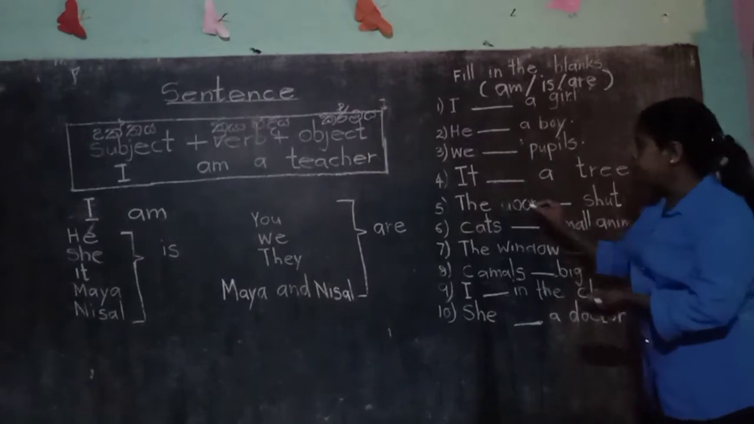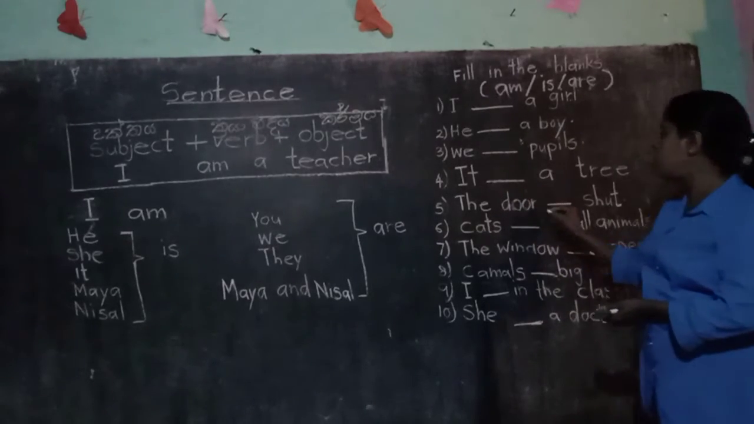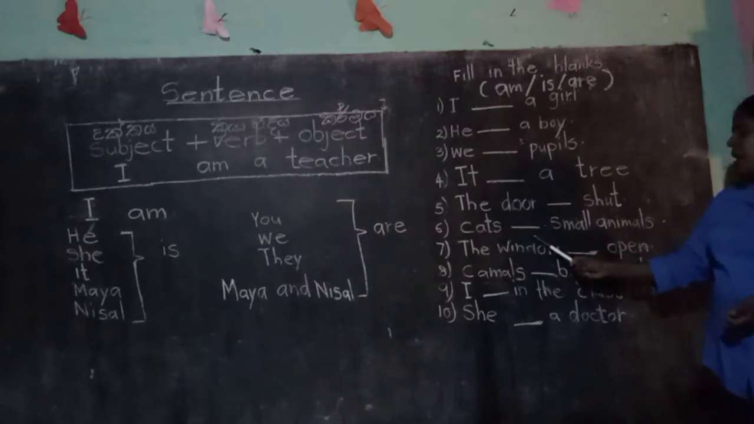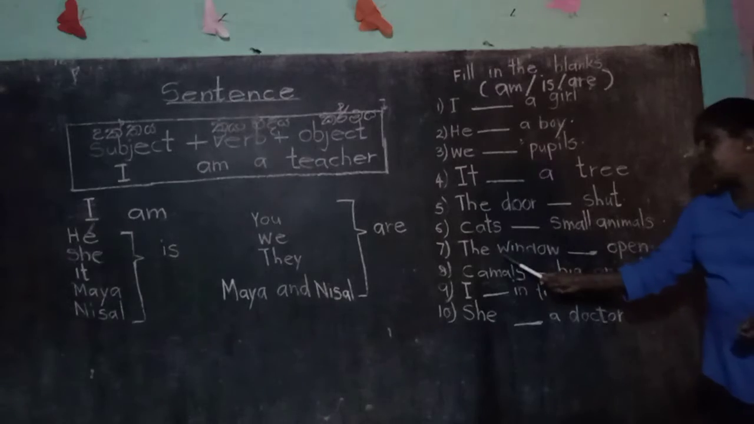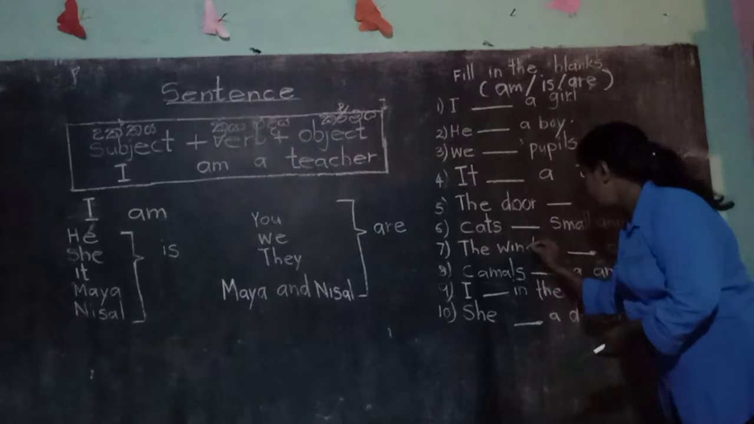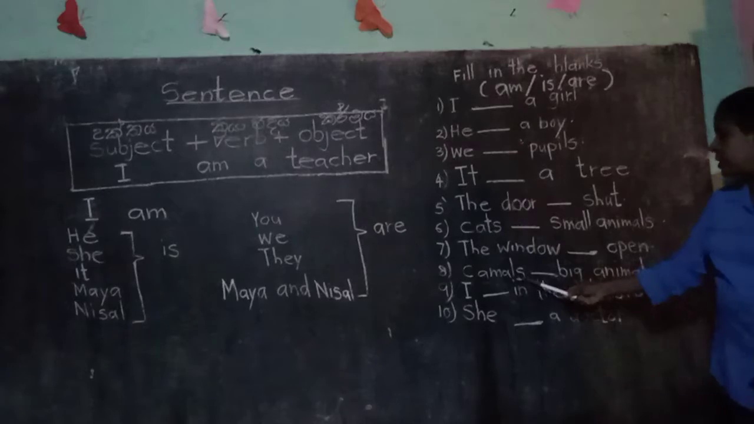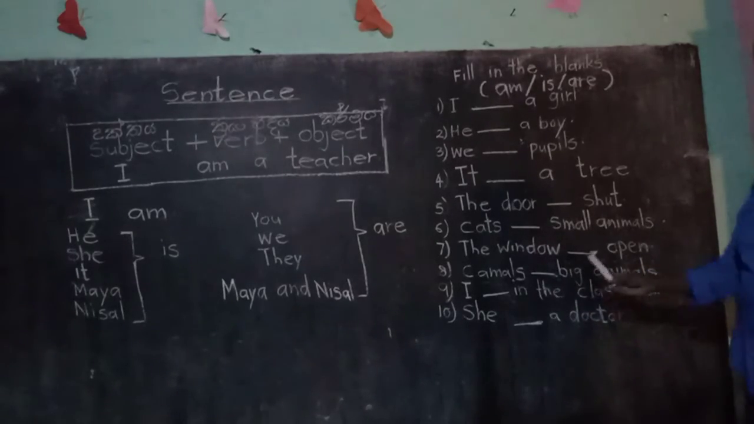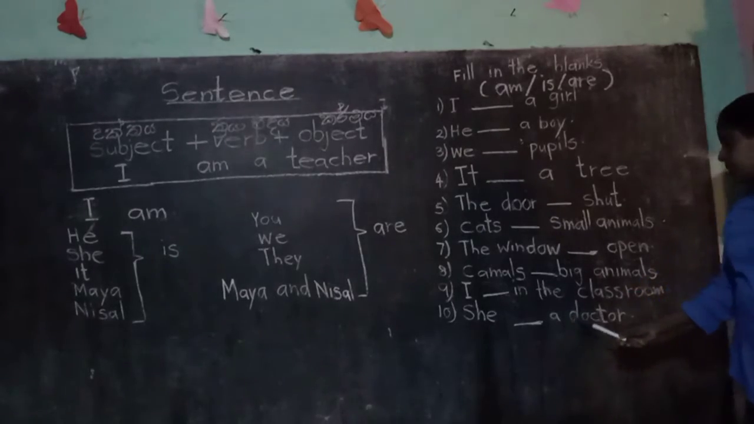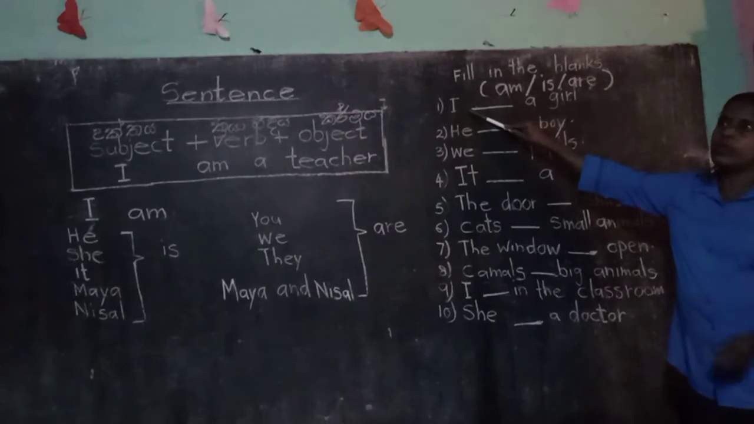The door, D-O-O-R. Door blank shut. Cats blank small animals. Window, W-I-N-D-O-W. Window blank open. Camels blank big animals. I blank in the classroom. She blank a doctor. Right. Now read with me.